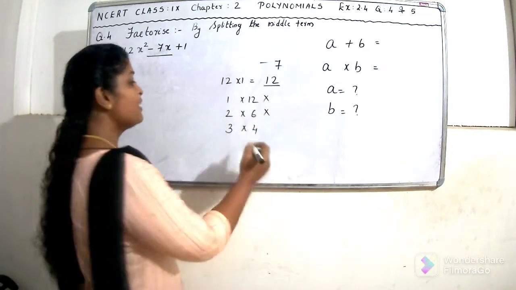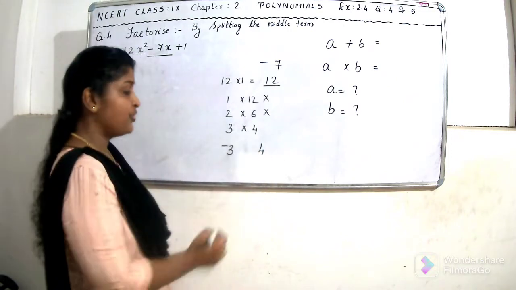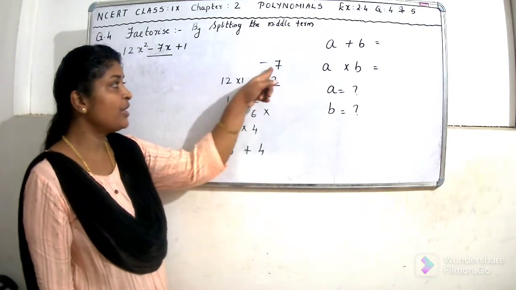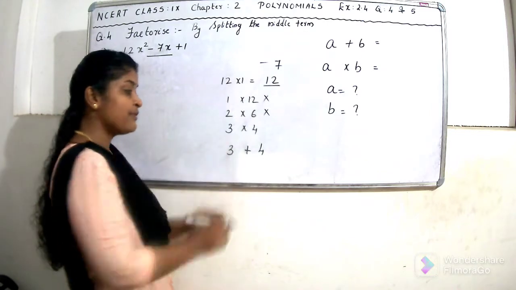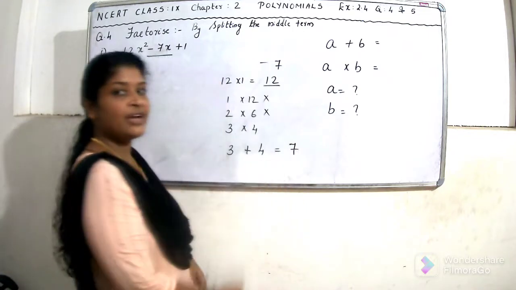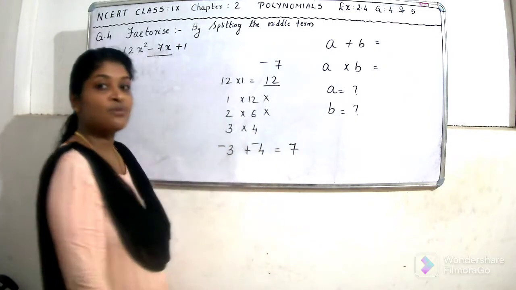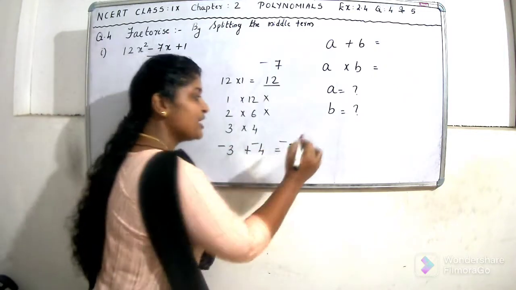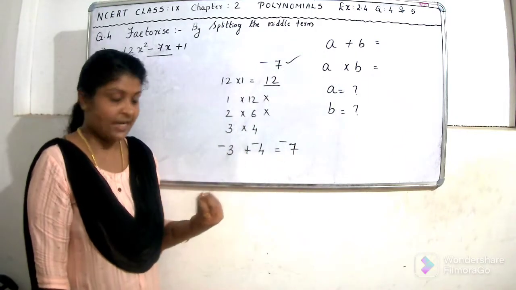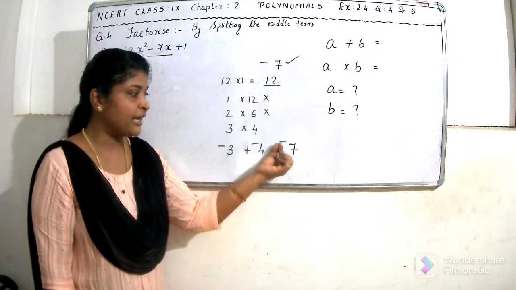Here, if we take negative 3 plus 4, the answer is positive 1. Here we have to get negative 7. When we add, we get 7, but we need the sign negative. So if we give both the numbers a negative sign, the ultimate sign is negative, no? Okay, this is satisfying. That means the two numbers we selected, when added, give the middle term's coefficient, that means negative 7.